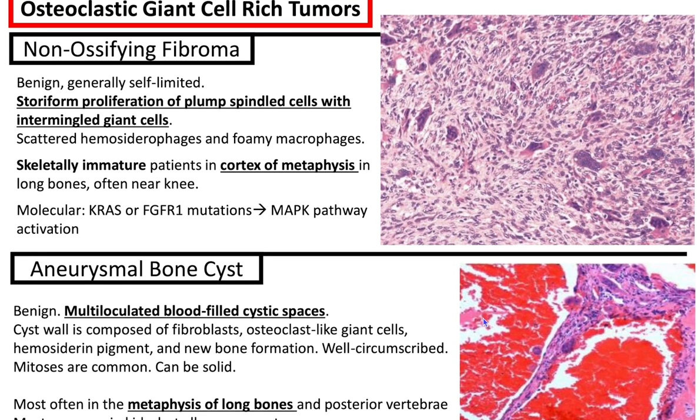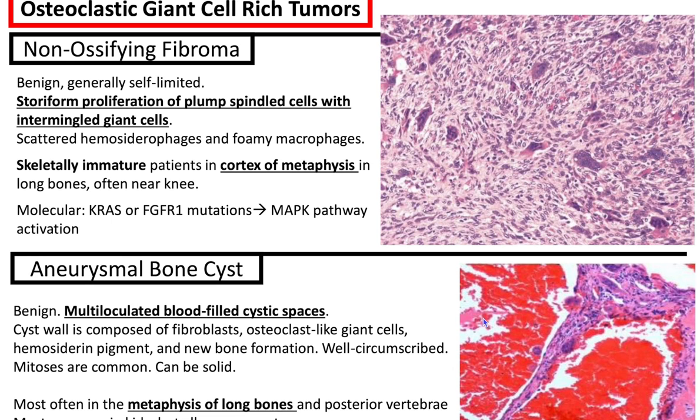Osteoclastic giant cell-rich tumors. So these have their own differential as well, including your non-ossifying fibroma. These are very common. These are benign, however. You'll see histologically storiform proliferation of plump spindled cells with intermingled giant cells. There are scattered hemosiderophages and foamy macrophages.